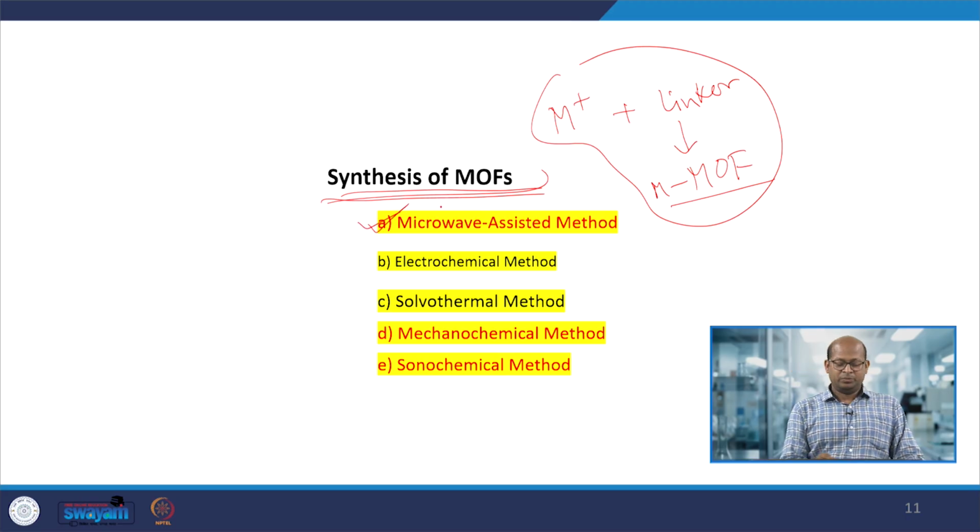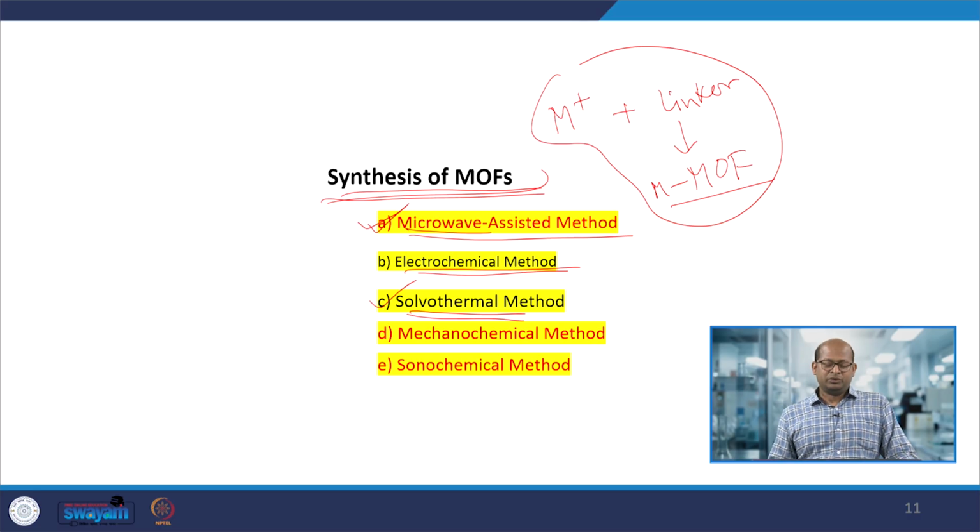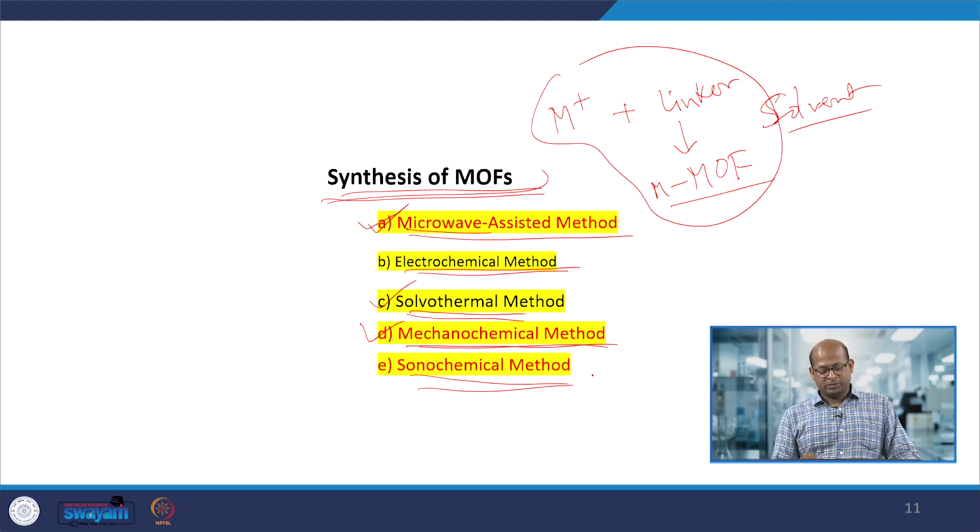Here, depending upon the source of heating, we can use microwave assisted methods, electrochemical methods, or solvothermal or hydrothermal methods. If we use water, then it is called hydrothermal, or if you use any solvent during MOF formation, then we can say solvothermal, but heating is done by normal heating. There are also mechanochemical and sonochemical methods. So, these are the different methods available, used during these condensation reactions. Depending upon that, the structure formation would be different.